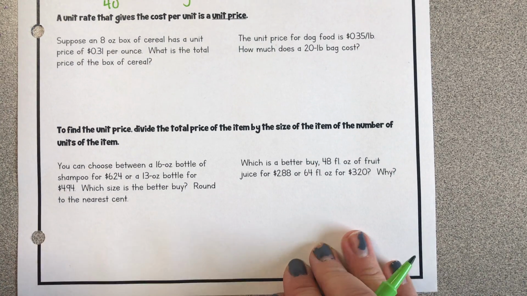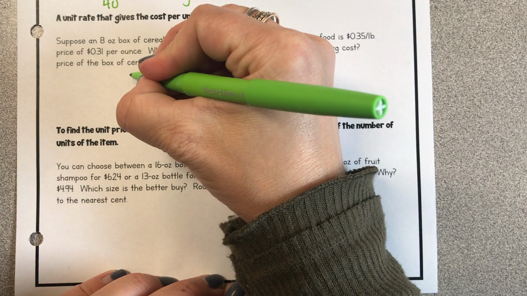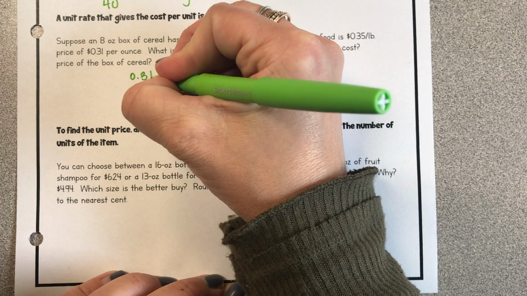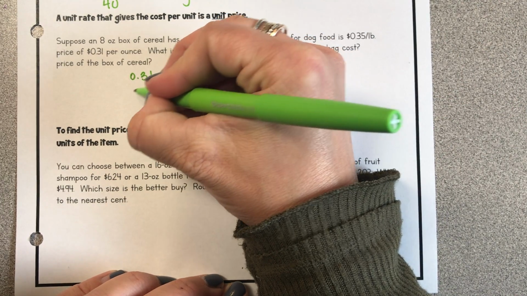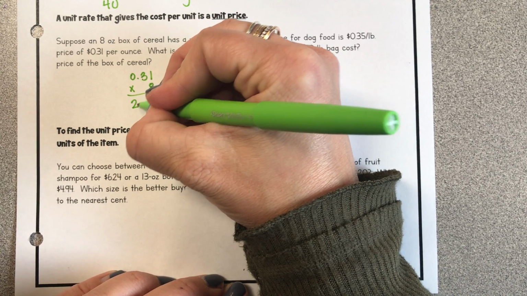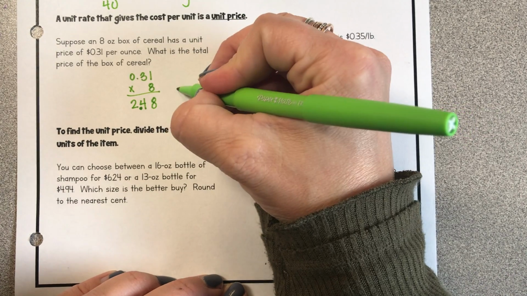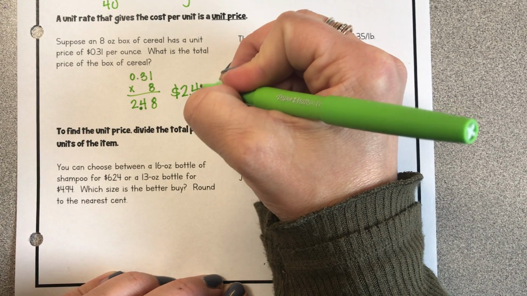And then probably the most common unit rate that you'll deal with in your life is called a unit price, and that's the cost per unit. So suppose an 8-ounce box of cereal has a unit price of 31 cents per ounce. What is the total price of the box of cereal? Okay, so every ounce that you buy is 31 cents, and you're buying 8 ounces. So 8 times 1 is 8. 8 times 3 is 24. There should be 2 numbers behind the decimal point. So our answer is $2.48.